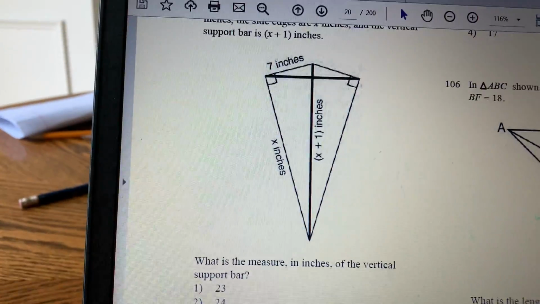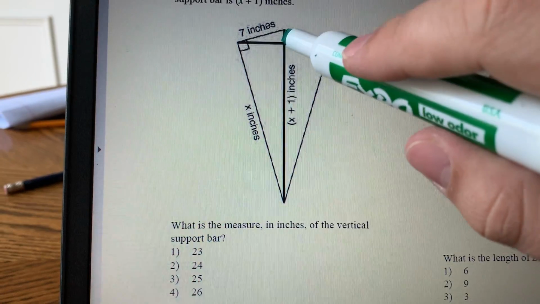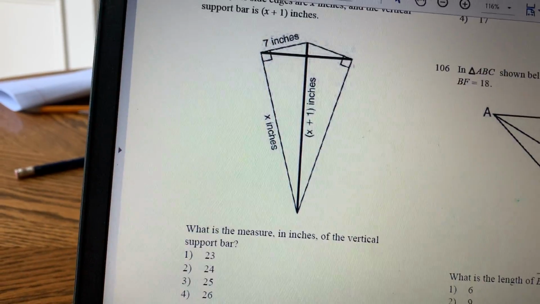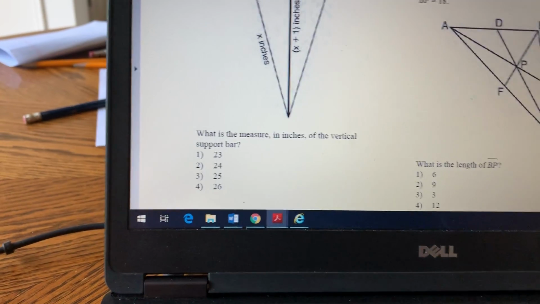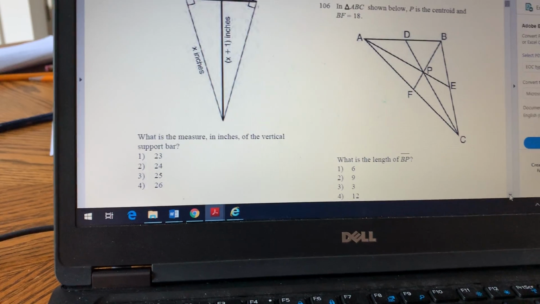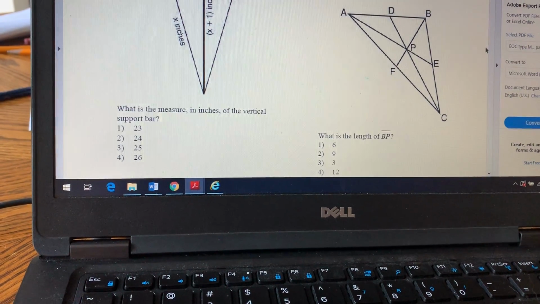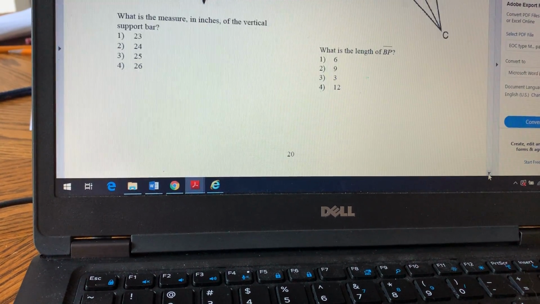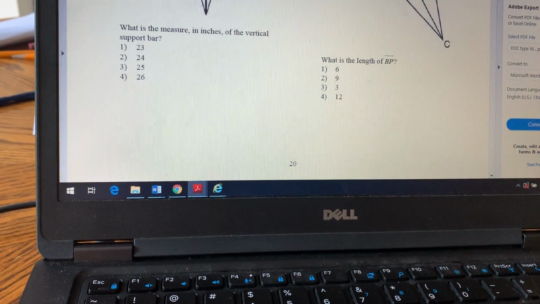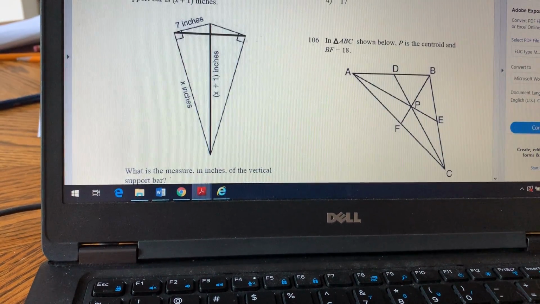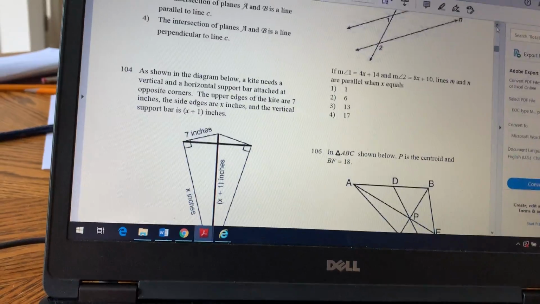All right? So, yeah, if we look at the vertical support bar, and it is including the part that's going past the top there, that's our x plus 1. So that would be our 25, which of course is answer choice 3, all right? So another answer choice 3. Anything else below that? Nope. All right, so that was 104. Two more problems. Sad times.